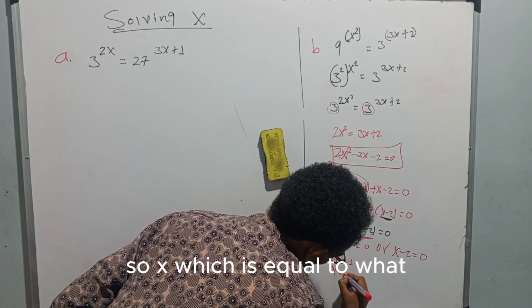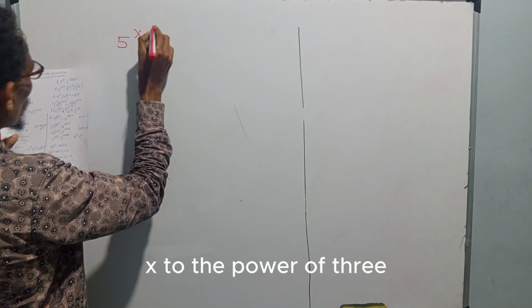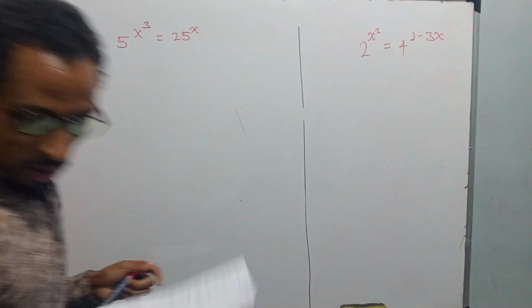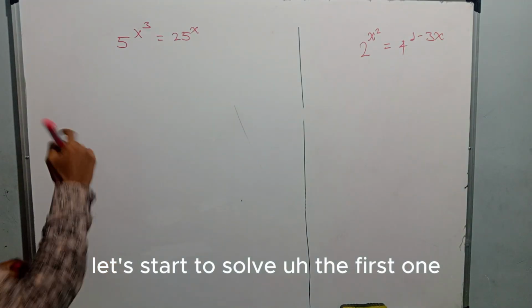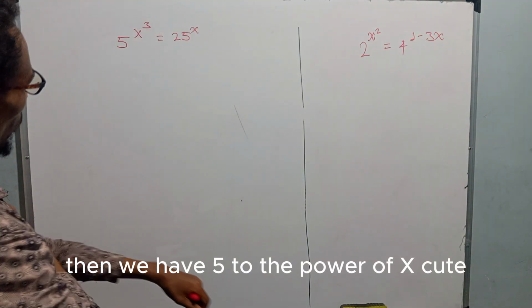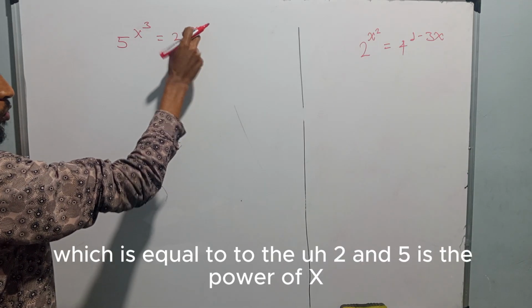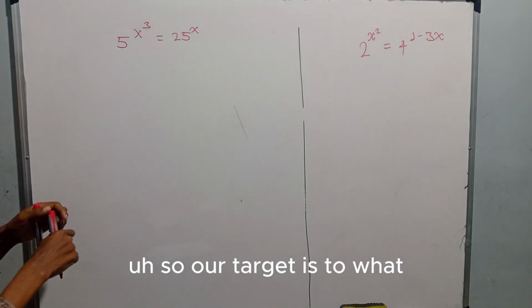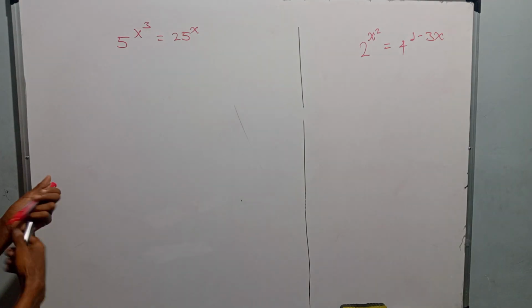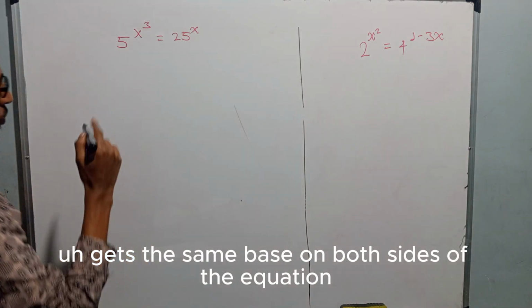So x is equal to what? Let's start to solve the first one. Then we have 5 to the power of x cubed, which is equal to 25 to the power of x. So our target is to what? Get the same base on both sides of the equation.